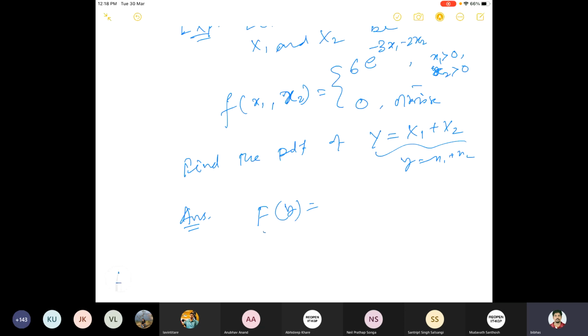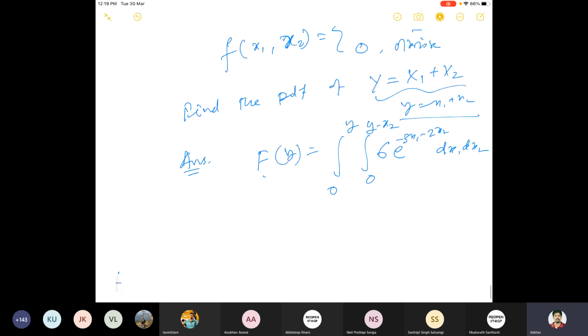Now, if we write F_Y, this will be nothing but the integral from 0 to y, and because y equals x1 plus x2, we can write 0 to 1 minus x2, whatever y is, it doesn't matter. So this is now f of x1, x2 dx1 dx2, which is 6 e to the power minus 3x1 minus 2x2 dx1 dx2. If you integrate it, you will get the value 1 plus 2 e to the power minus 3y minus 3 e to the power minus 2y. And that is how we can now differentiate this.